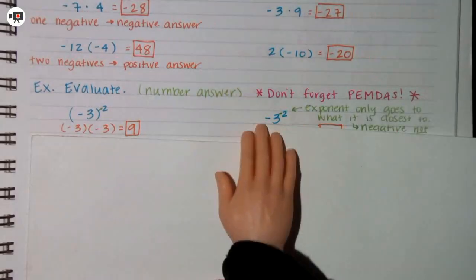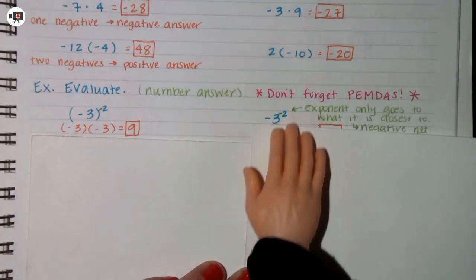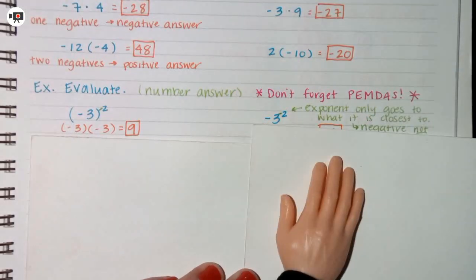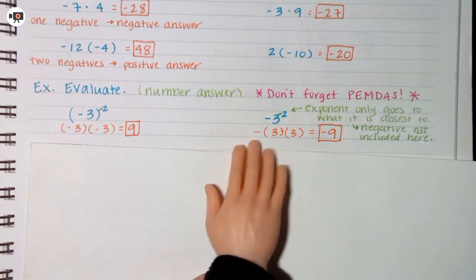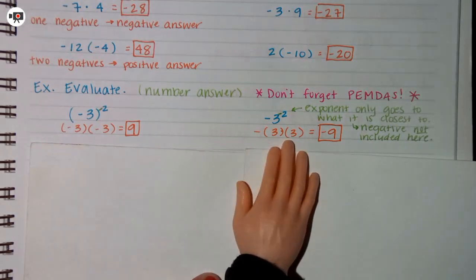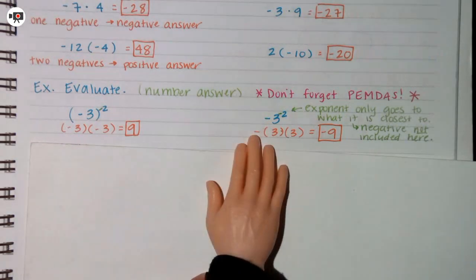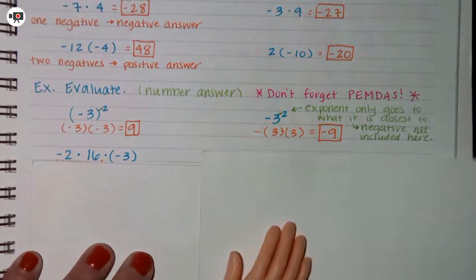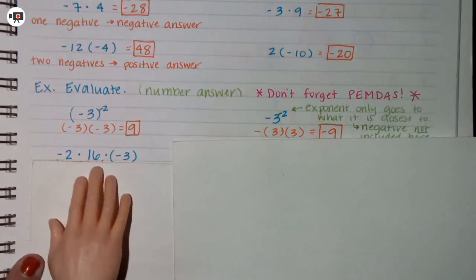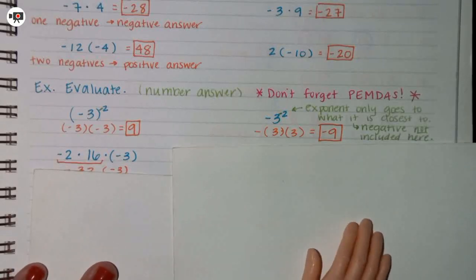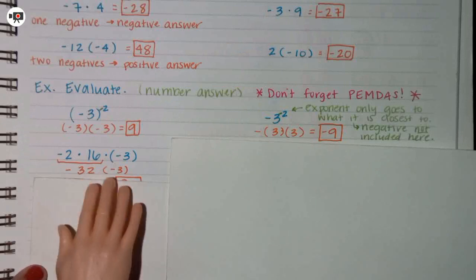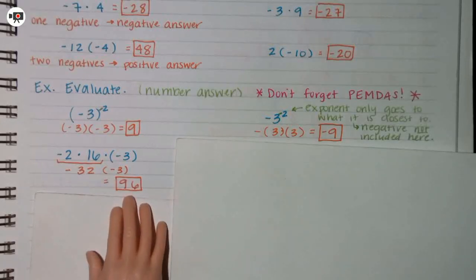Here I have negative 3 squared, and the squared only goes to the 3. This negative is not included in what is being repeated, so it's negative of 3 times 3. 3 times 3 is 9, but the negative in front makes it negative 9. Here I have negative 2 times 16 times negative 3. 2 times 16, I get negative 32. Times negative 3, I get positive 96.